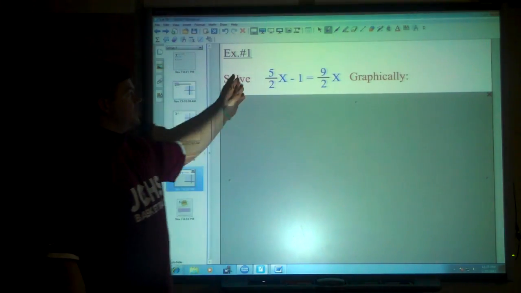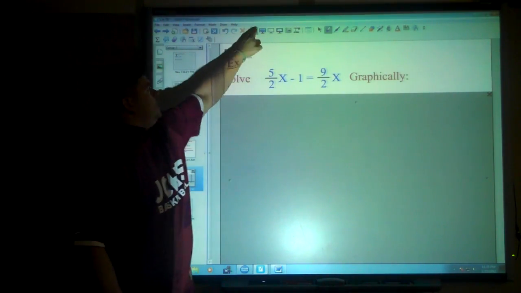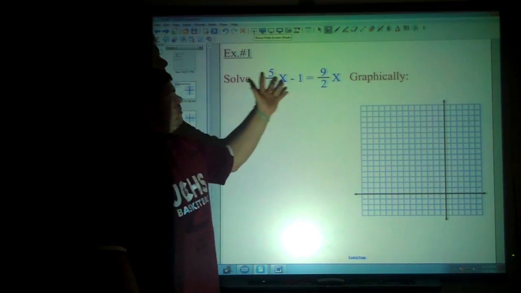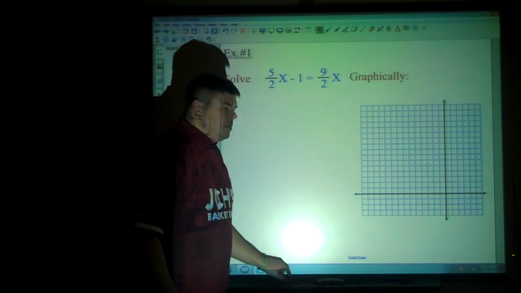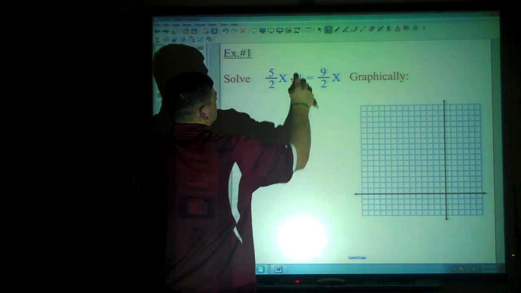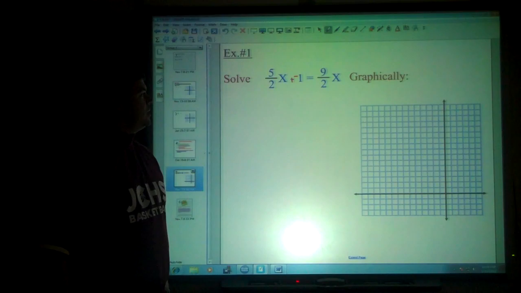We want to solve this. Now this looks very scary to people. We want to solve this graphically. We're trying to find out where it would cross the x-axis. And rather than being scared of this equation because of all the fractions, we need to be smart about this. We need to say to ourselves, we actually have some skills that allow us to get rid of those fractions so that we don't have to deal with them.